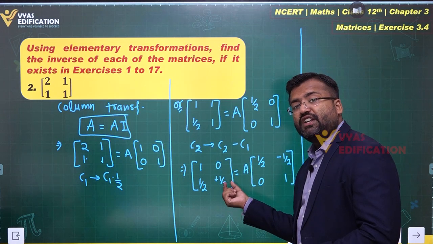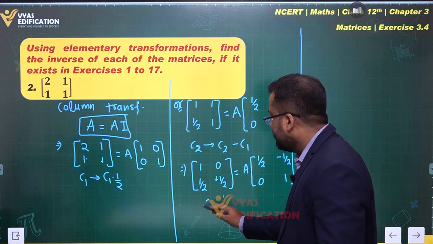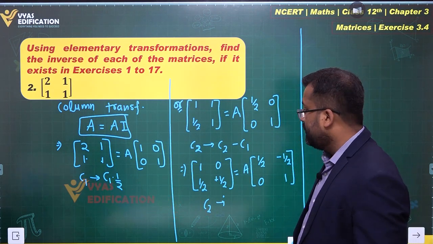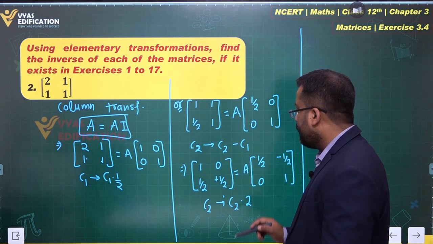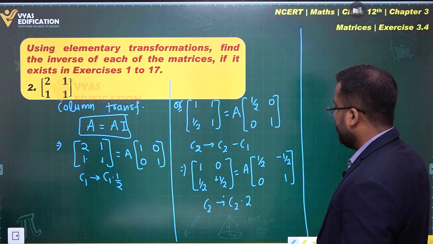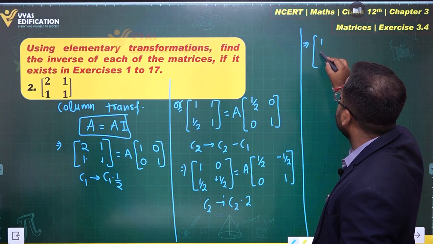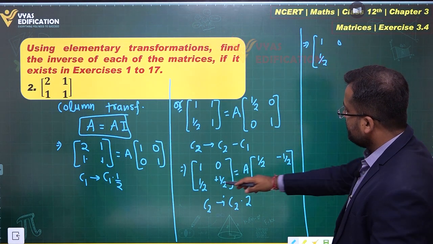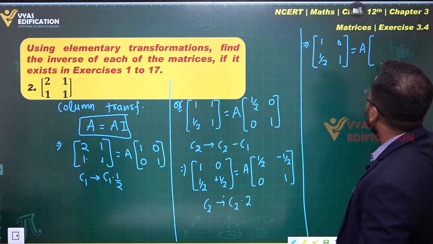Let's try to convert this into 1 first. How do we convert this into 1? This is column 2. Now column 2 will have to be replaced by something. Let's replace column 2 by column 2 times 2, right? This will convert into a 1 very easily, which implies C1. Let's first focus on C1. C1 remains as it is. This multiplied by 2 will be 0. This multiplied by 2 will be 1, which is equal to A times.